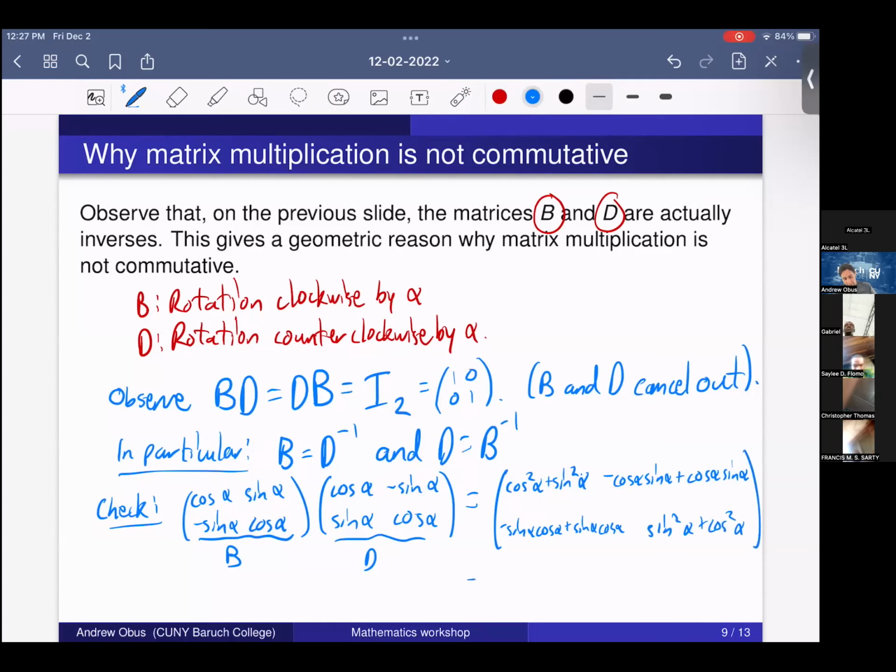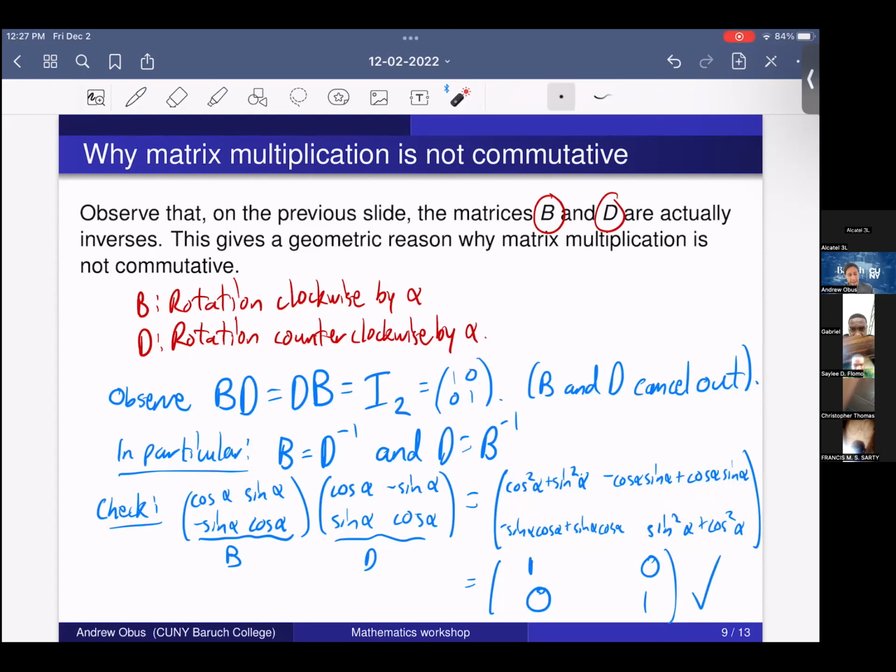But if you simplify this all, what's cosine squared alpha plus sine squared alpha? One, exactly. Cosine squared plus sine squared is 1. Well, these just cancel out. This is just a minus and a plus, so this becomes 0. These cancel out. This is a minus and a plus, so that becomes 0. And then we're left with sine squared plus cosine squared, which we've already seen is 1.